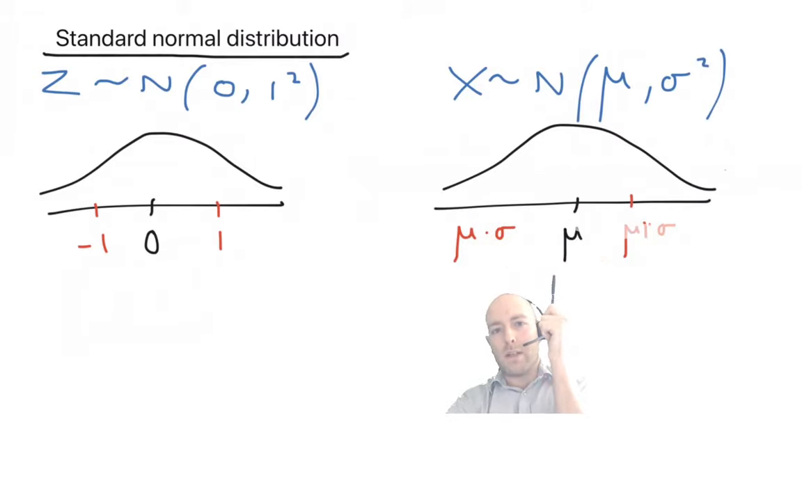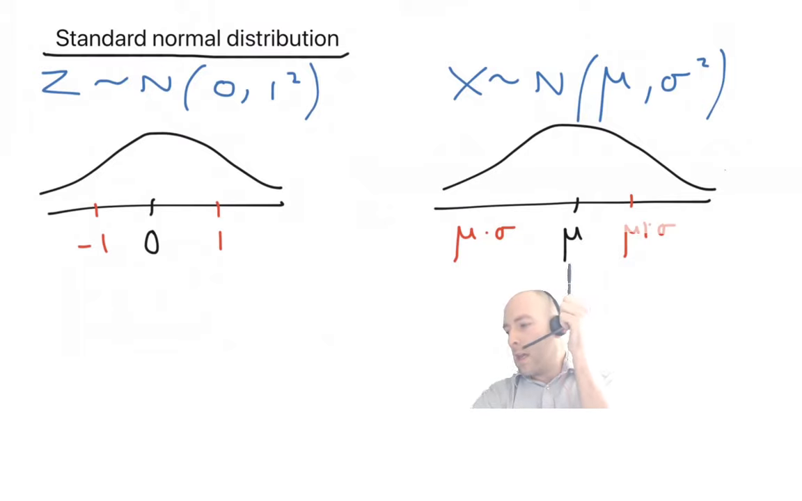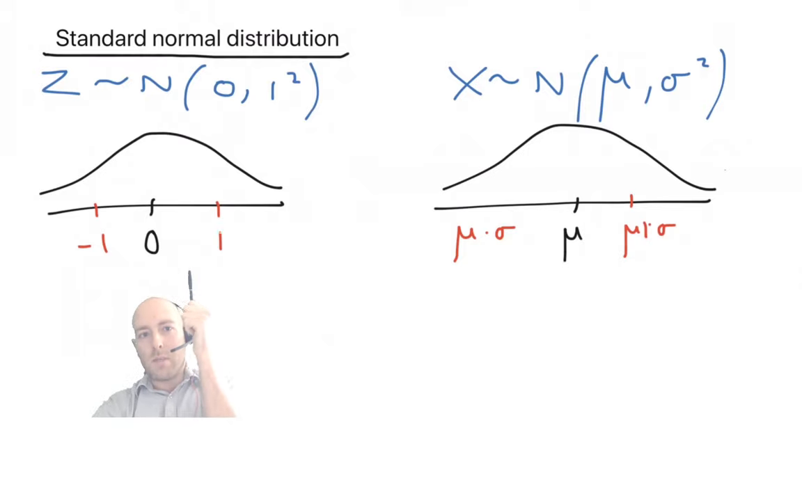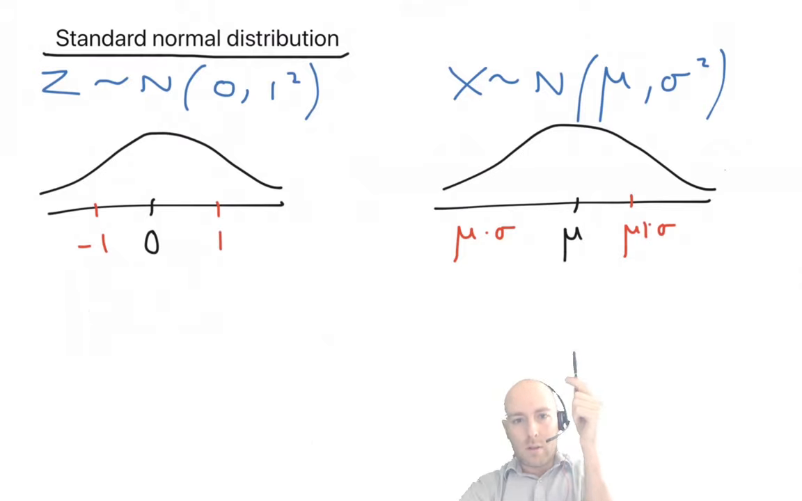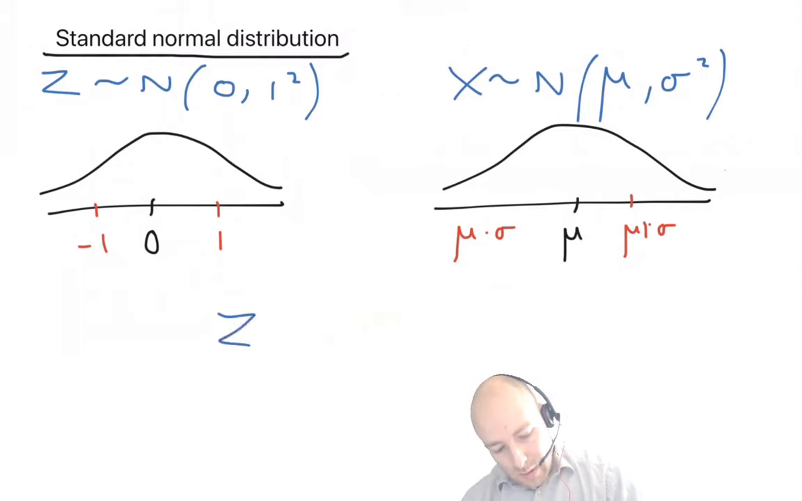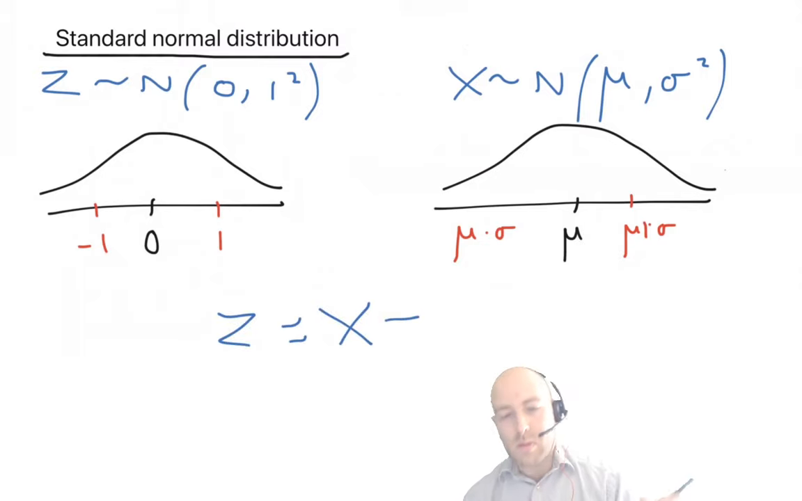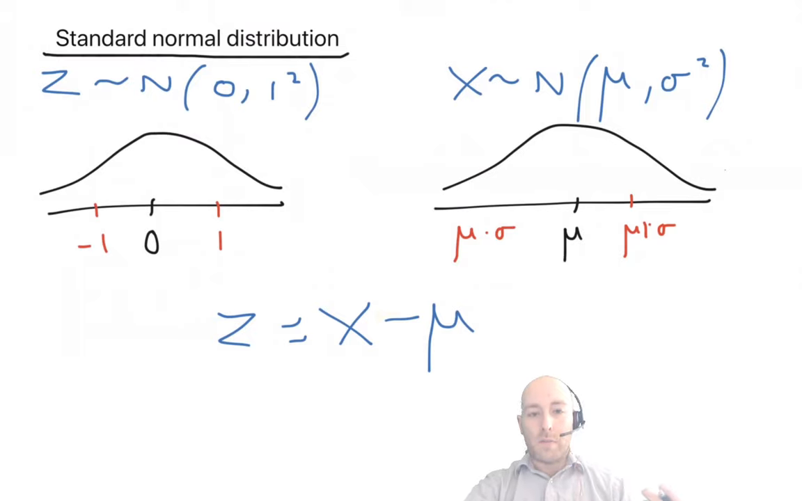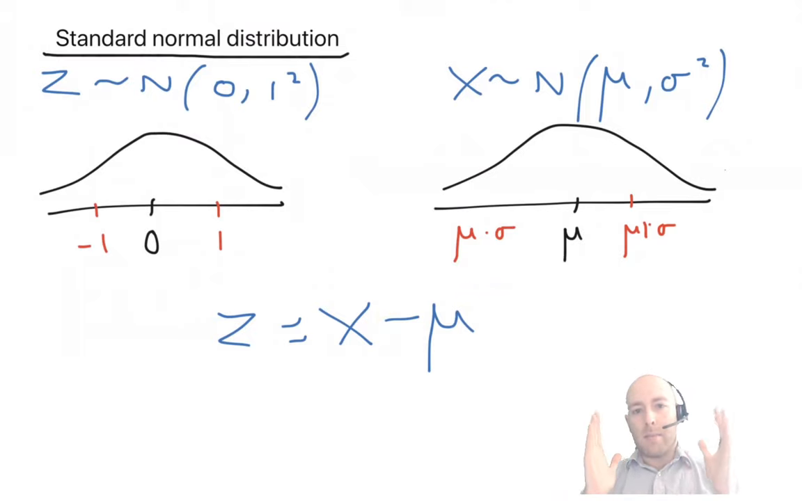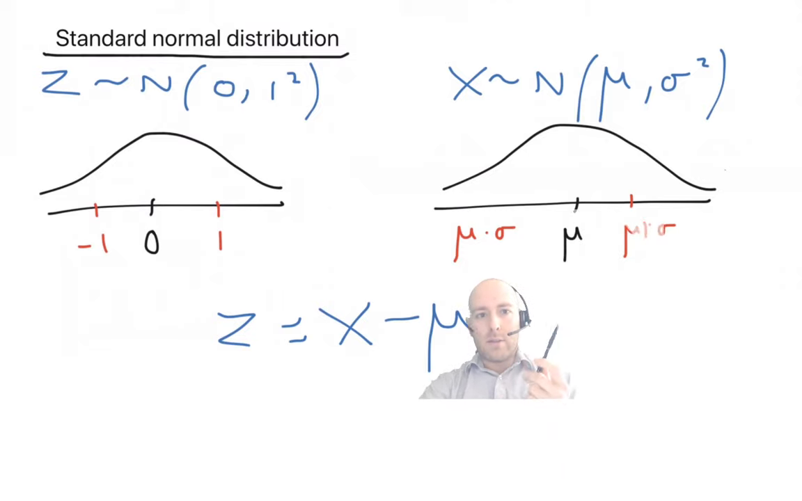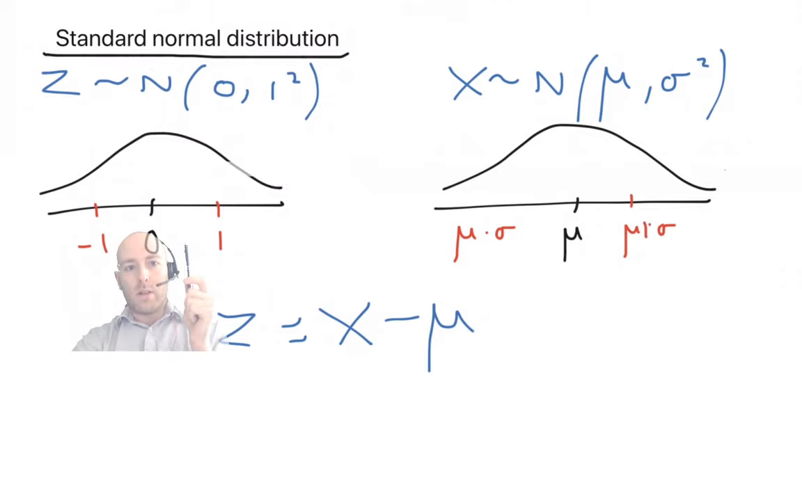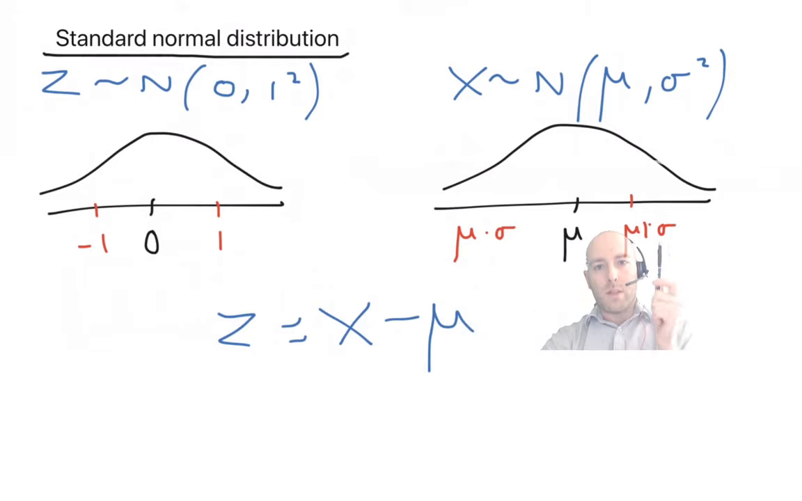So every data point in our sample or in our population, if we subtract mu, we're going to force the distribution to have a new mean of 0. So the first thing we do: Z equals X take mu. So we've done the first bit. Our data now has a mean of 0. All we need to do now is force our data to have a spread of 1 as opposed to sigma.